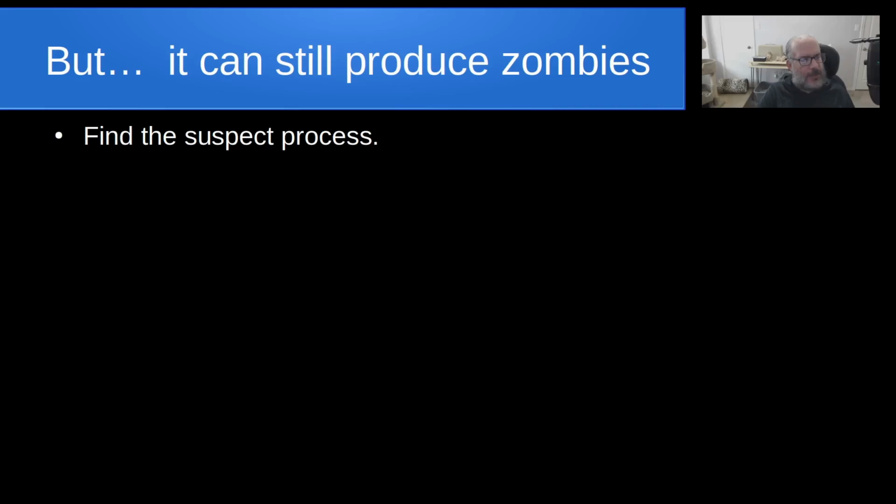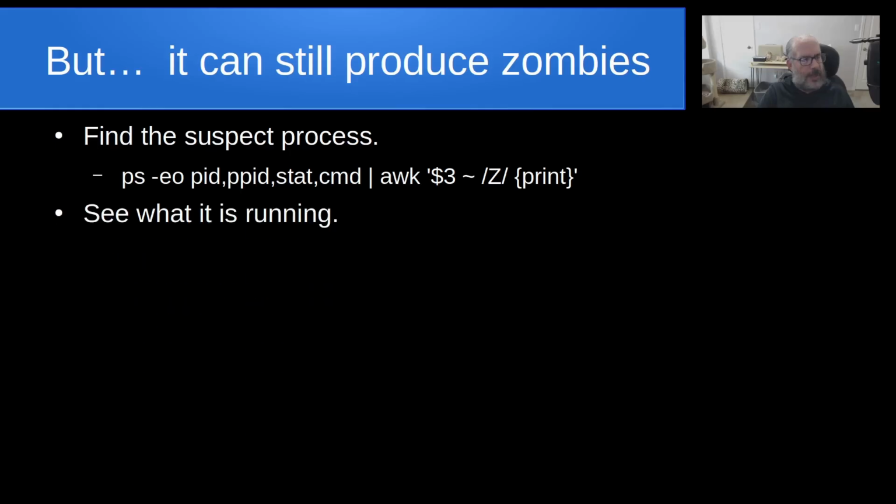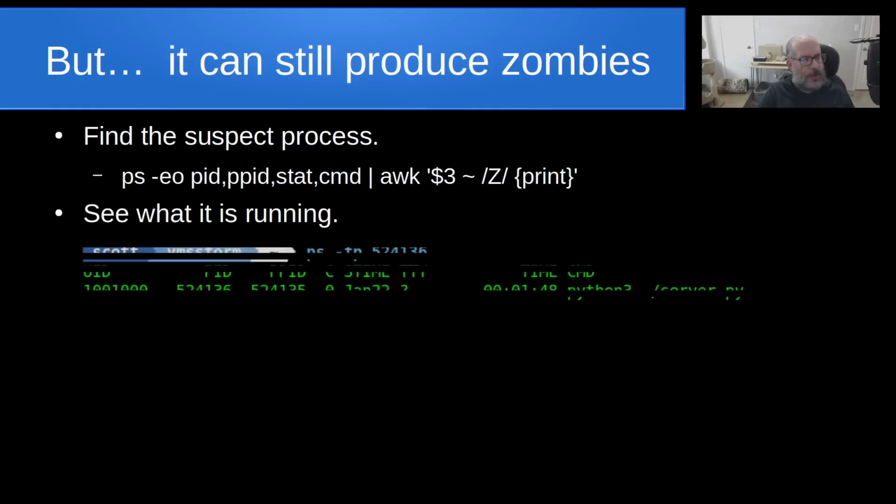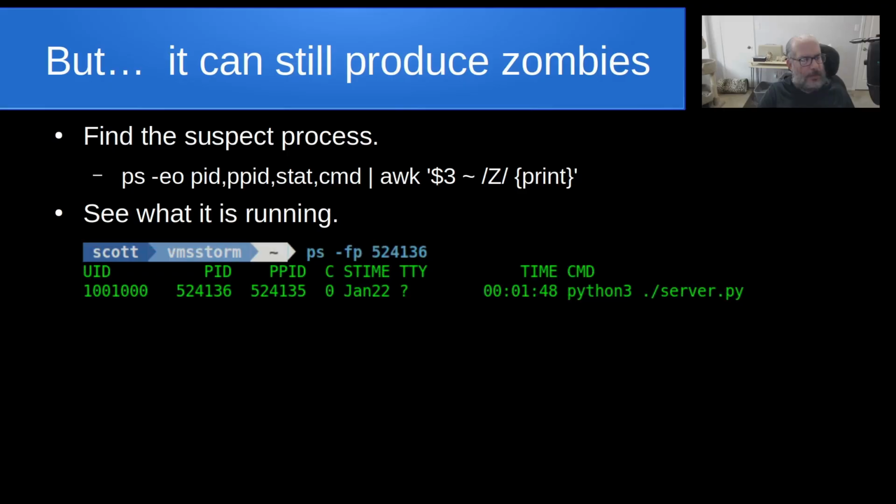So you find the suspect process, again, through that ps command that I mentioned earlier. And then you can see what it's running. And you can do that with ps -fp, and you provide the process ID of, actually not the parent process, but the process ID of one of the zombies that we saw from that list.